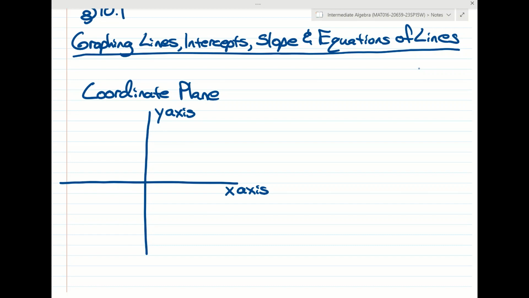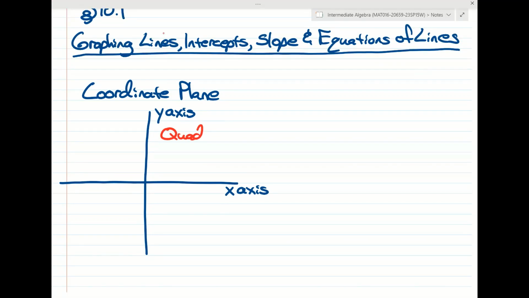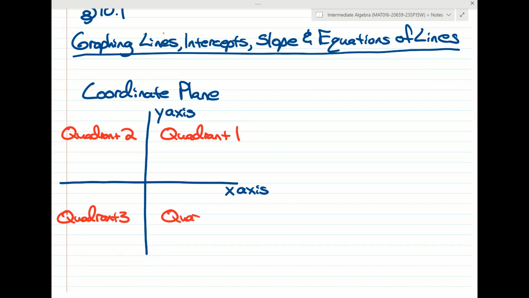Okay. We could also label each of these four sections in the coordinate plane. This quadrant right here is called quadrant 1. This is called quadrant 2. This is called quadrant 3. And this is called quadrant 4. You can see that they're labeled counterclockwise.